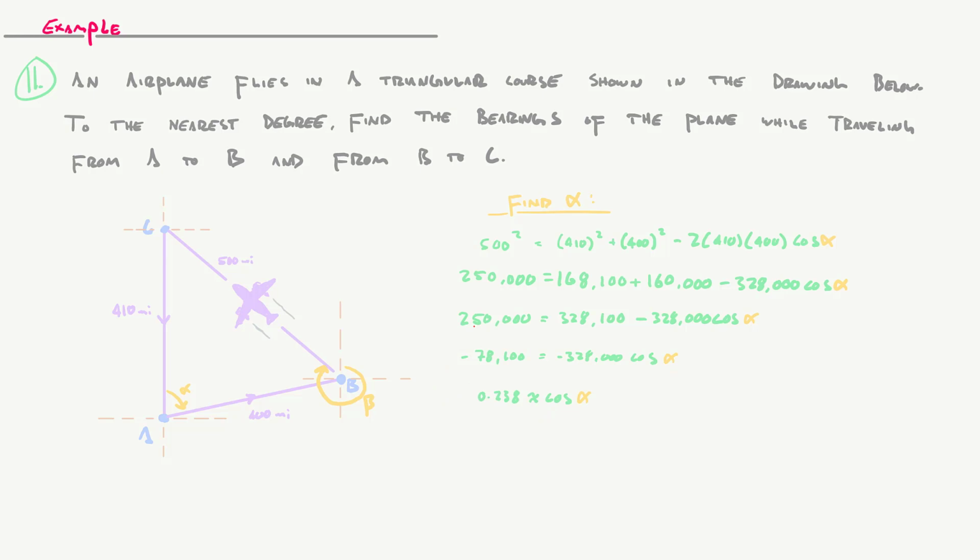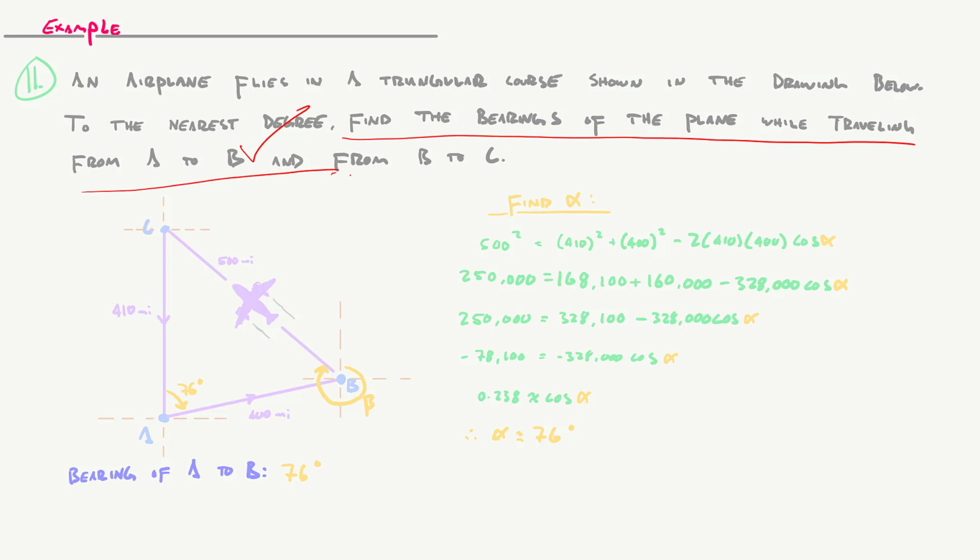We do need to take an arc cosine of both sides. I wrote it as a cosine inverse, so we get 76.21 degrees, which, rounded to the nearest degree, is 76 degrees. Okay, so alpha is 76 degrees, which, like I said before, is also the bearing from A to B. So I'm going to go ahead and record that the bearing of A to B is 76 degrees. So, okay, find the bearings of the plane while traveling from A to B. That's done. Now we just need to focus on from B to C.